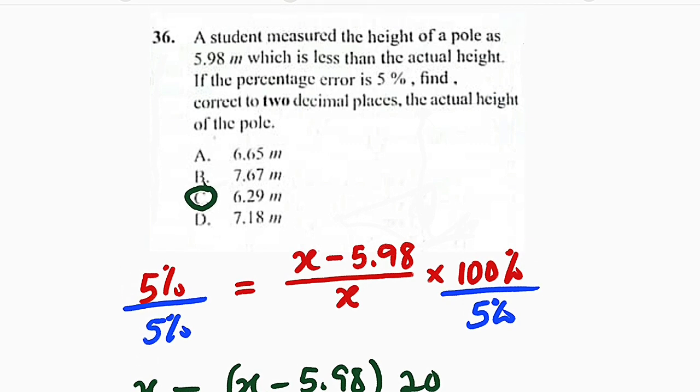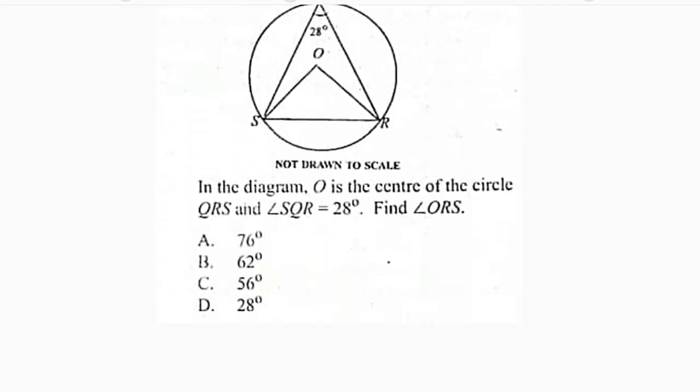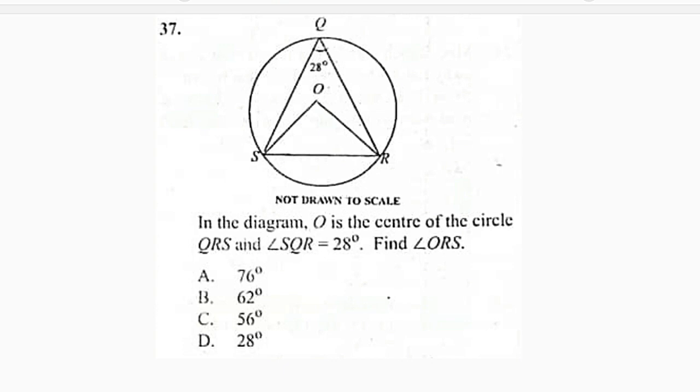All right, now let us move on to question number 37. So here is question number 37, which is related to cycle theorem. In the diagram, O is the center of the cycle QRS. So this is a cycle QRS, and we have the center O. Angle SQR is 28 degrees. We are asked to find angle ORS. So we are looking for this particular angle. Let me call it X.